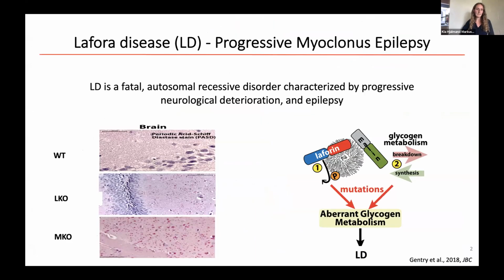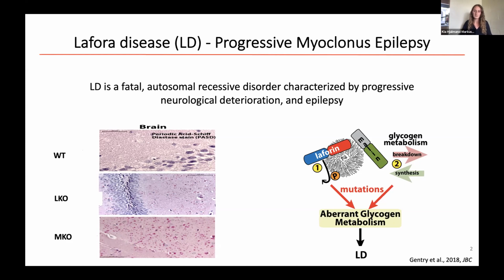So LD, or Lafora disease, is a fatal autosomal recessive disorder characterized by epileptic seizures and accumulation of insoluble glycogen-like inclusions that we call PGBs. And it's classified as a glycogen storage disease. The symptoms typically manifest themselves in the second decade of otherwise normally functional kids, and they rapidly progress with this first epileptic seizure, and then rapidly they experience neurodegeneration and ultimately die typically within 10 years of the first symptoms.